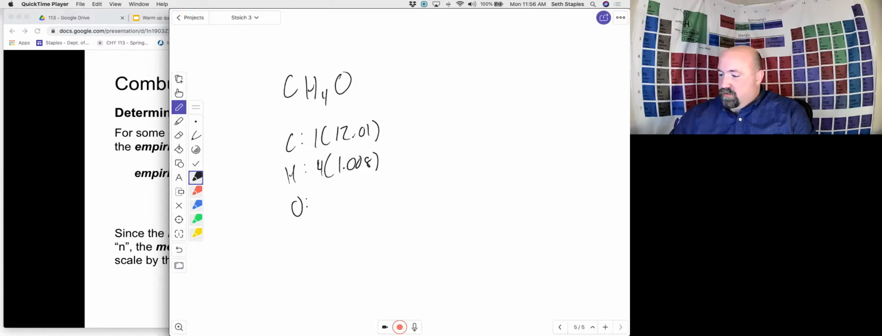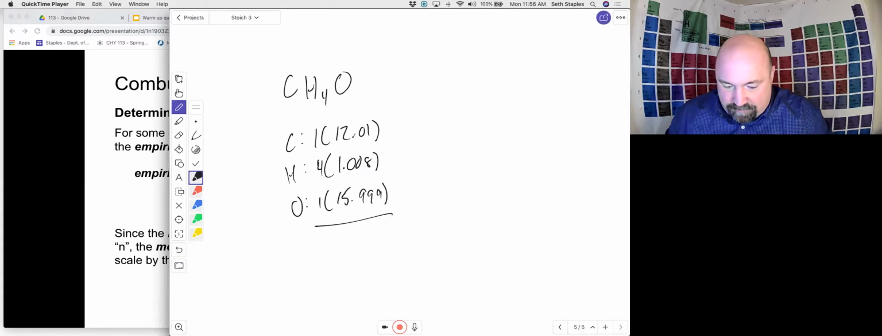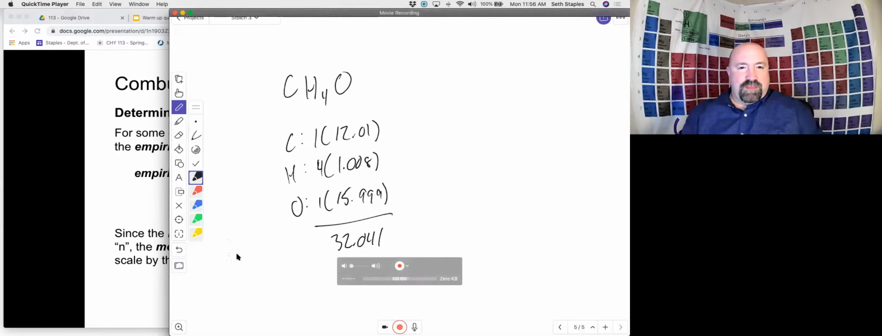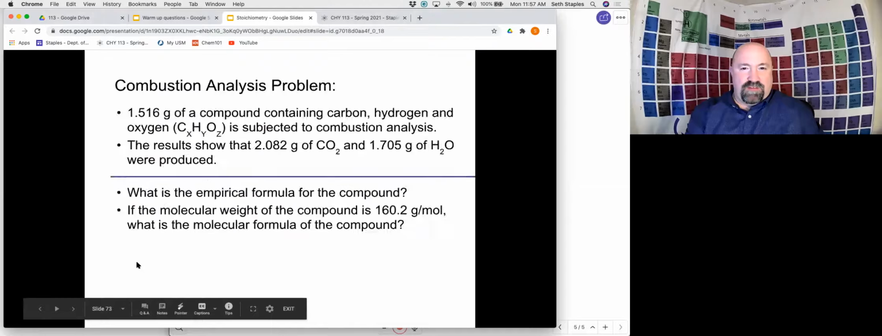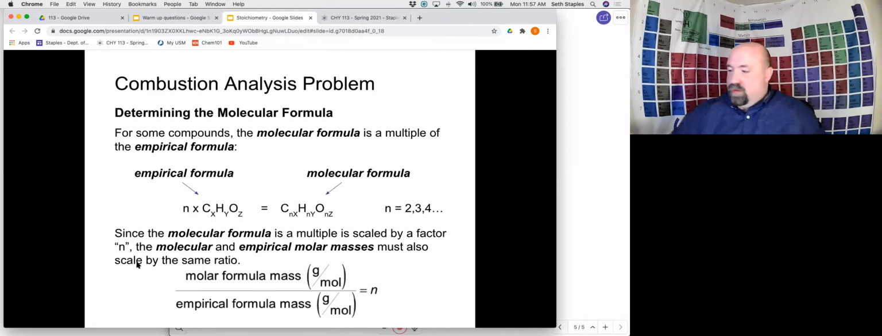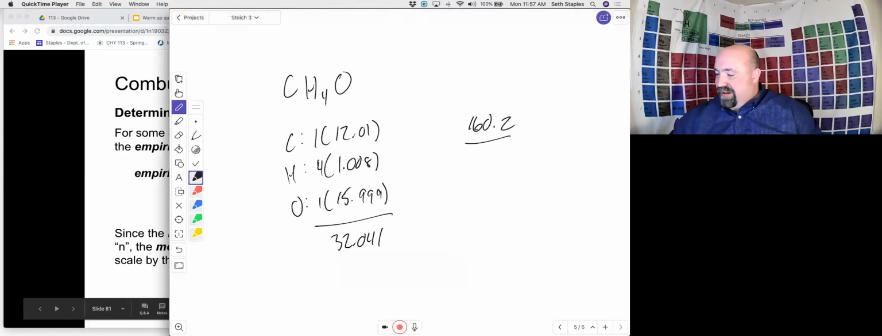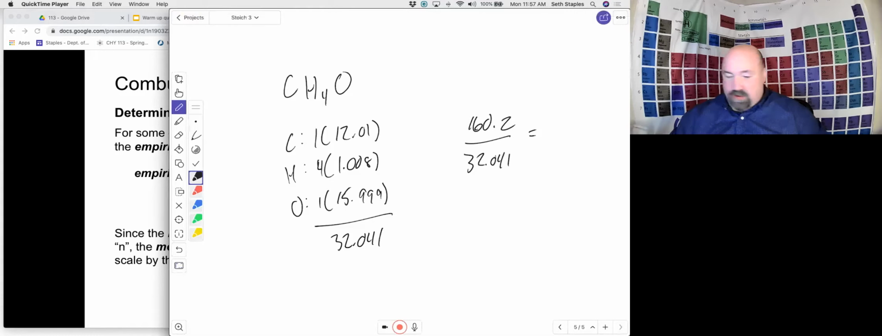That's a 4 there. And so the molar mass from our empirical formula is 32.041. What was the other number again? 160.2. So we take 160.2 divided by 32.041.